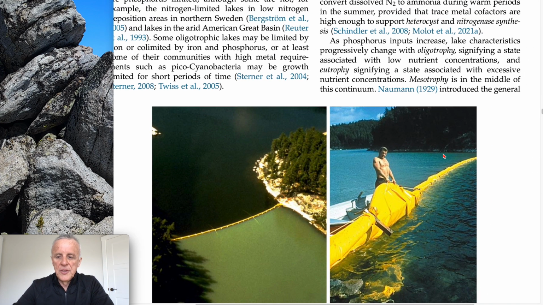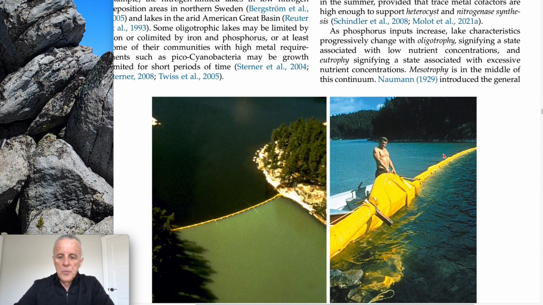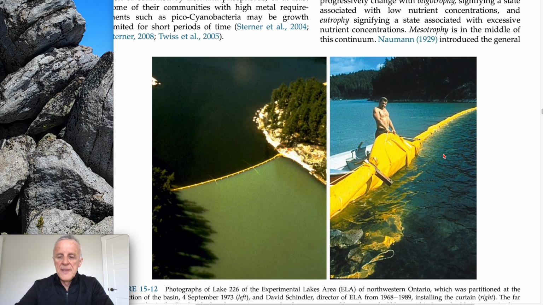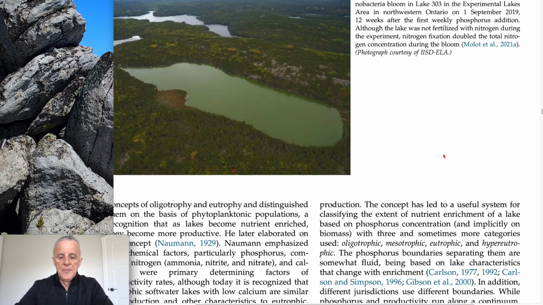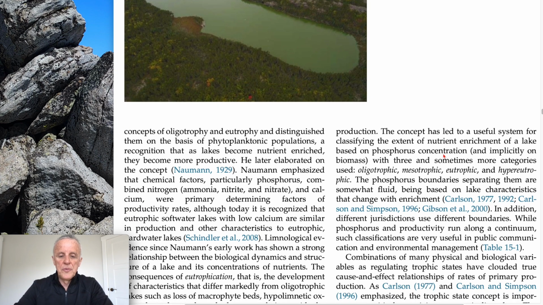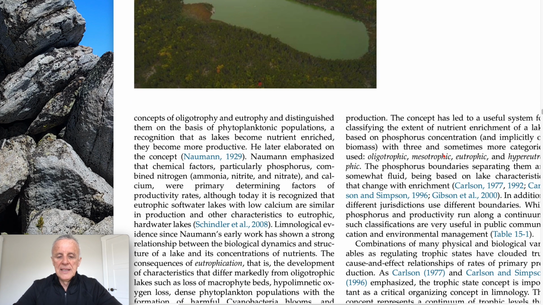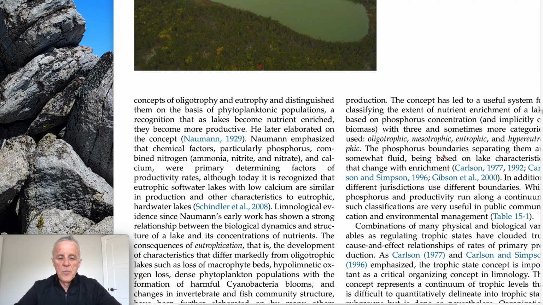As phosphorus inputs increase, lake characteristics progressively change, with oligotrophy signifying a state associated with low nutrient concentrations and eutrophy signifying a state associated with excessive nutrient concentrations. Mesotrophy is in the middle of this continuum. Naumann introduced the general concept of oligotrophy and eutrophy and distinguished them on the basis of phytoplanktonic population, a recognition that as lakes become nutrient enriched, they become more productive. He later elaborated on the concept.